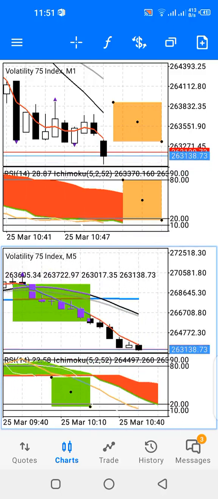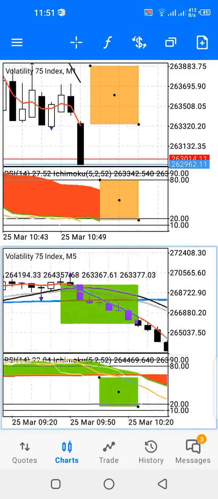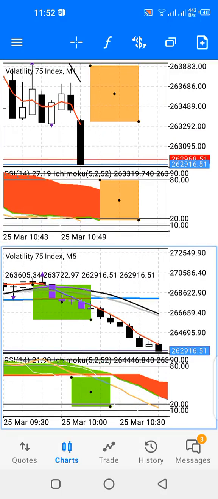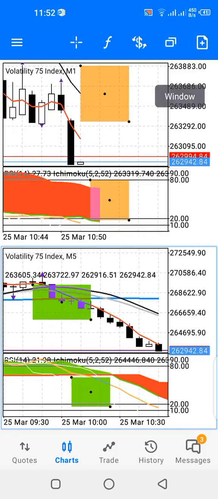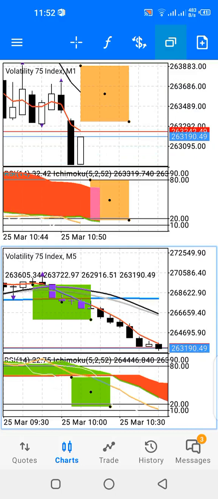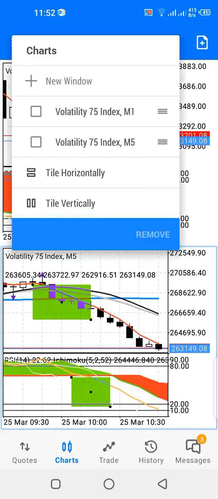To divide your MT5 screen into two, where you have the upper and the lower window, there's an icon right here, which is called the window icon. Once you tap onto the icon, you can divide your screen into two, or you can minimize. Let's say I want to remove the upper window, which is the 1 minute volatility 75 index window. All I need to do is highlight, just like checking the box, and then click on remove. It will remove the window, but I don't want to do that right now.